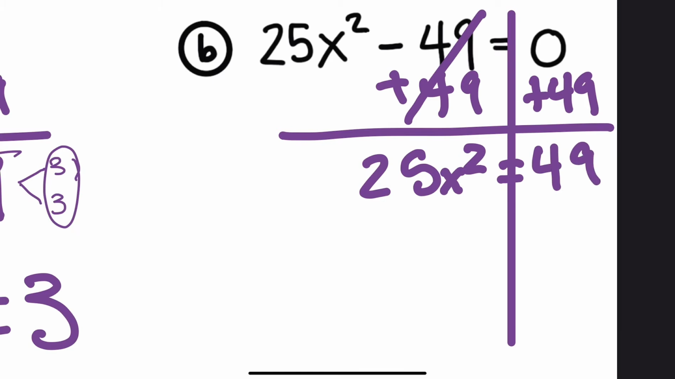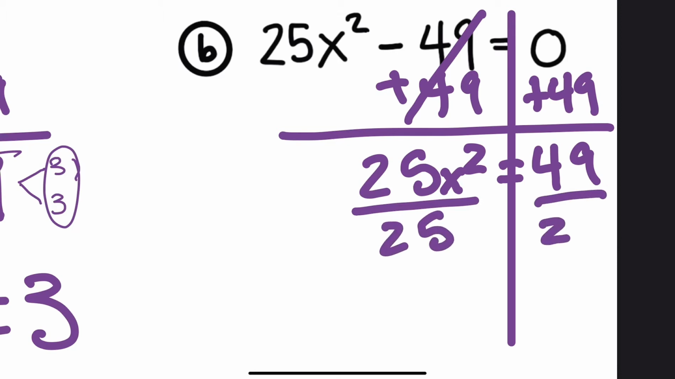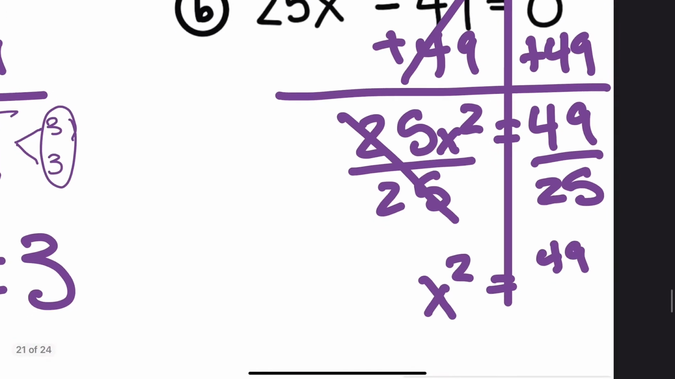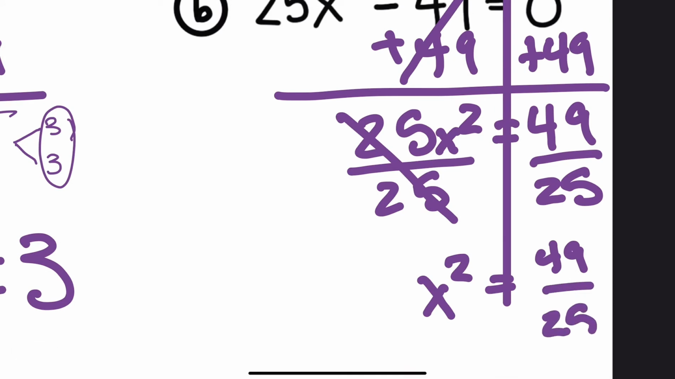Okay. X still isn't by itself yet. I have that 25 in the way, so I want to get rid of it. I'm going to divide by 25 to cancel it out. So I have x squared equals 49 over 25. Do not try and find the decimal. You're going to make your life a whole lot harder if you try and do that. Just leave it as a fraction, okay? All right. I now have x squared on one side.